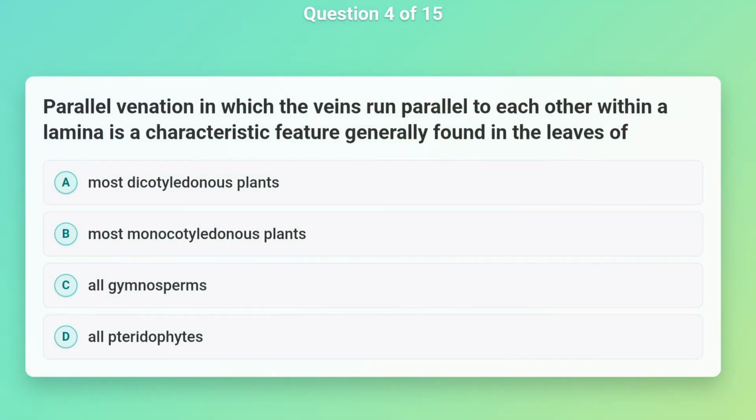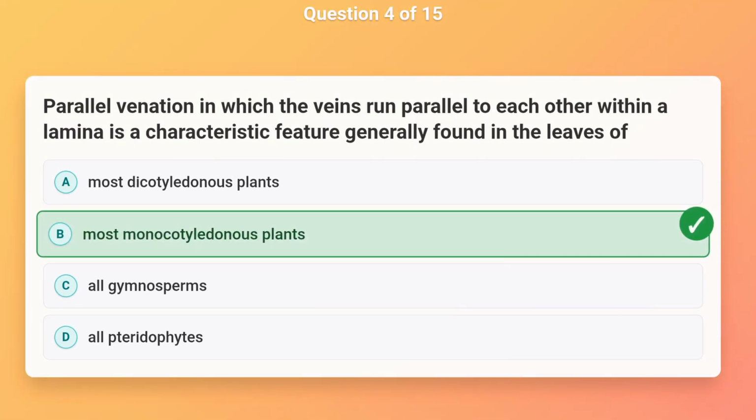Parallel venation, in which the veins run parallel to each other within a lamina, is a characteristic feature generally found in the leaves of most monocotyledonous plants.